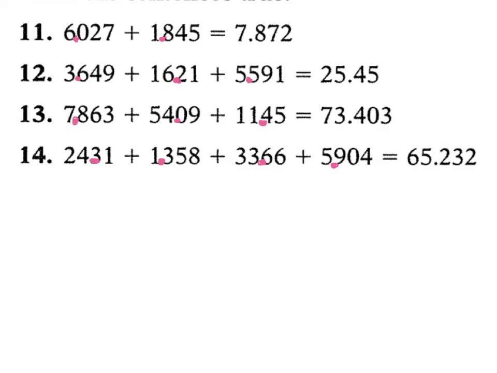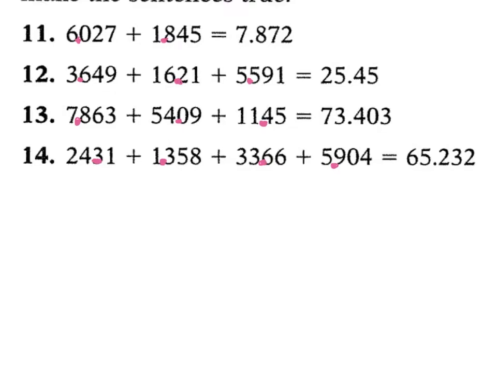So then if I were to add up 24.31 plus 1.358 plus 33.66 plus 5.904, I would get 65.23. This section is really just like a guess and check, and the important part here is that you guys know how to add.